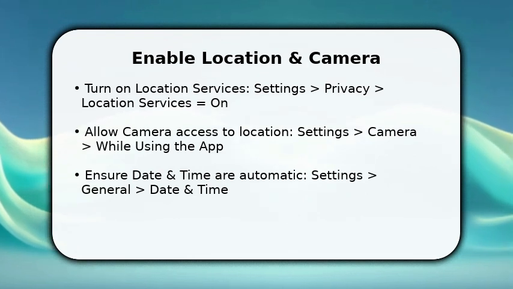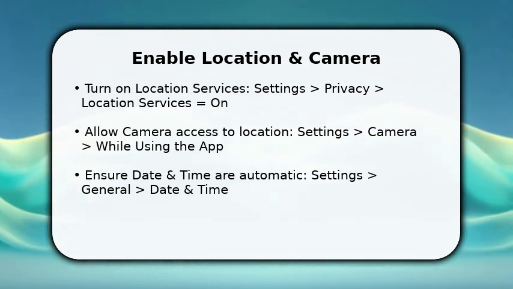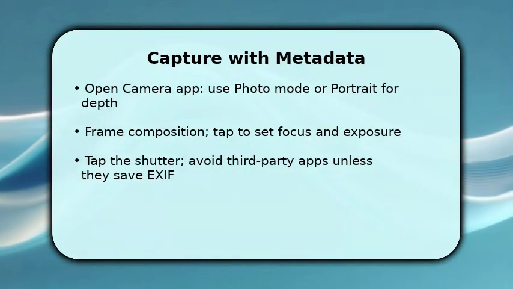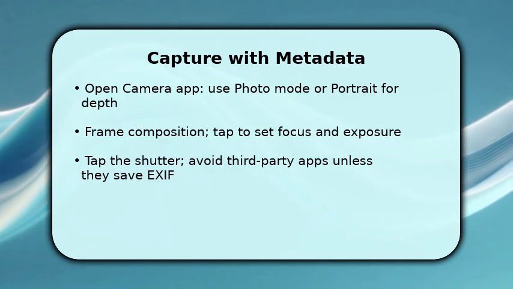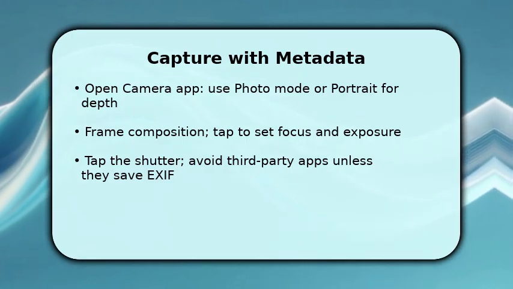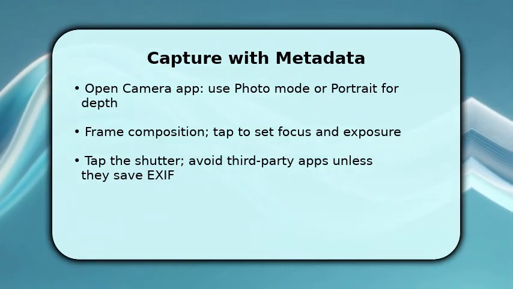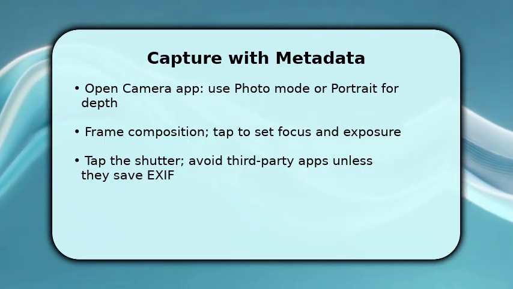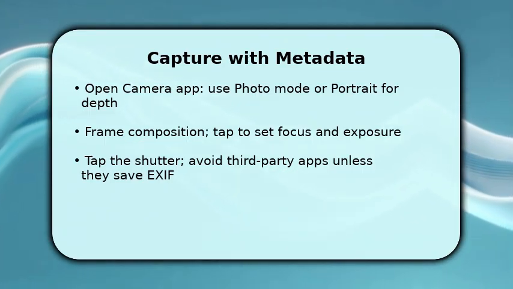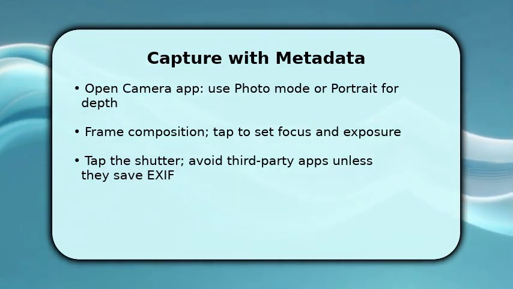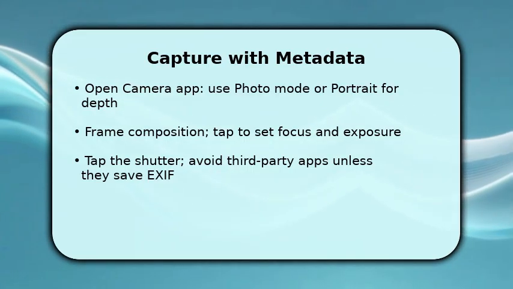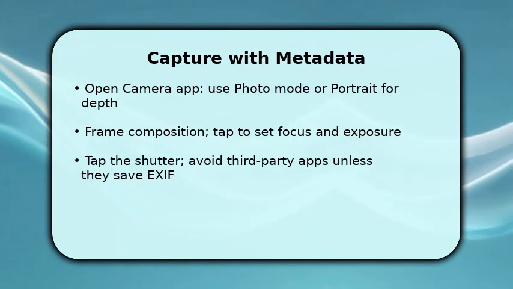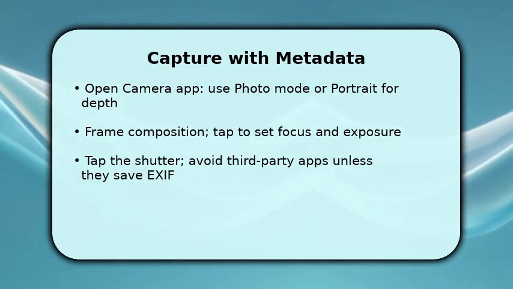Now you take the photo while ensuring metadata is saved. Open the camera app in photo mode, frame your subject, then tap the screen to lock focus and adjust exposure. This improves accuracy of the associated metadata. Press the shutter. Your iPhone embeds GPS coordinates and timestamp into the image EXIF automatically. If you prefer advanced controls, use a trusted third-party app that explicitly states it saves EXIF. Otherwise, stick with the stock.